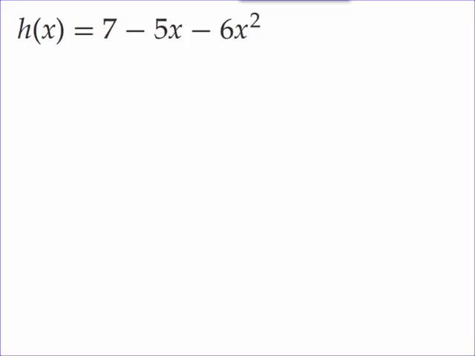So what we need to do here is graph this and then determine what the max and the min are. So let's go ahead and graph this. By the way, what shape do we already know this is going to be? Parabola. Good.